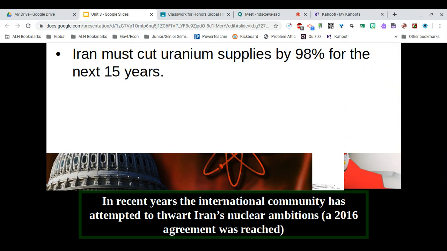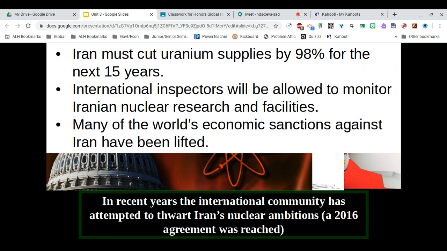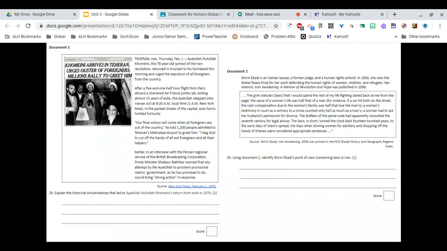So one of the deals was that Iran must cut uranium supplies by 98% for the next 15 years. International inspectors would be allowed to monitor the Iranian nuclear research and facilities, and many of the world's economic sanctions against Iran have been lifted. So take a look at these two documents.